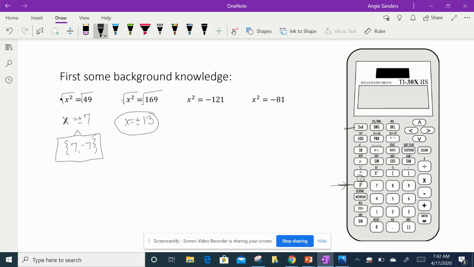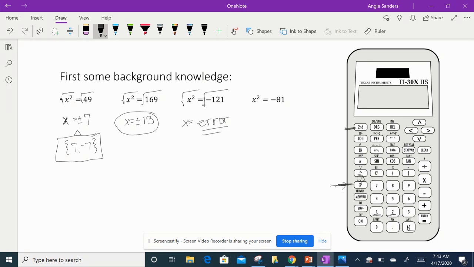Okay, the third one, x squared is equal to negative 121. So I introduce my square root, and I get x is equal to, and I take the second square root there, and I type in the negative 121. Uh-oh, what happens when you do that one? Do you get an error message?